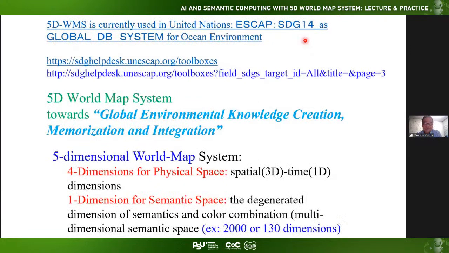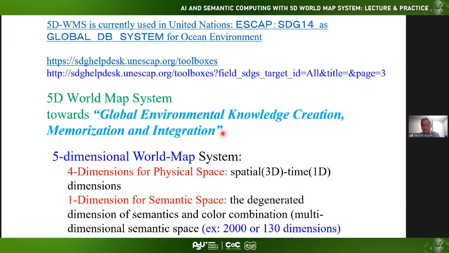And what's a 5D? This is a discussion, all right? 5D world map system, two words. Global environmental knowledge creation, memorization, integration, like AI. What's an environmental AI? Maybe today we'd like to discuss later about what's a social AI. So you are making a good project in campus. So social AI and environmental AI.